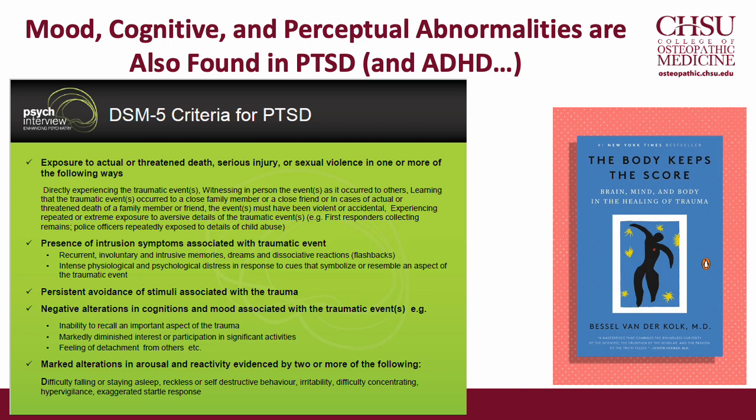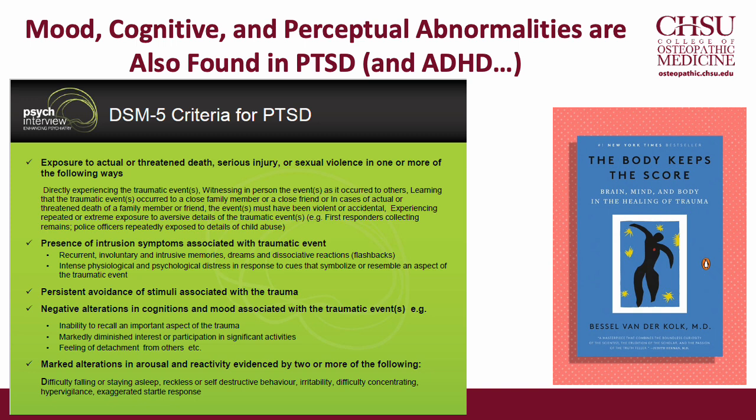For example, first responders collecting remains, police officers repeatedly exposed to details of child abuse, things that expose a person to trauma and traumatic events that they might not otherwise have exposure to. Now, because of that actual, threatened, witnessed, or perceived event, the person now has intrusive symptoms that are associated with the traumatic event. It might include recurrent involuntary intrusive memories, dreams, and dissociative reactions, such as flashbacks.